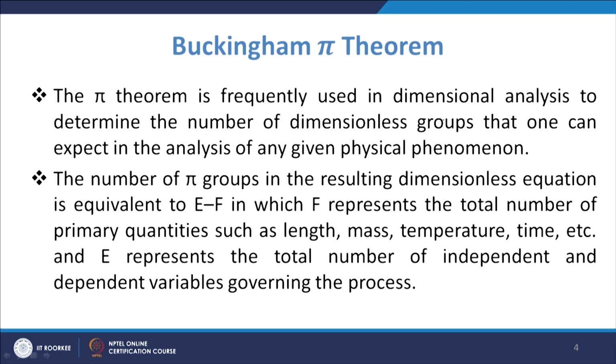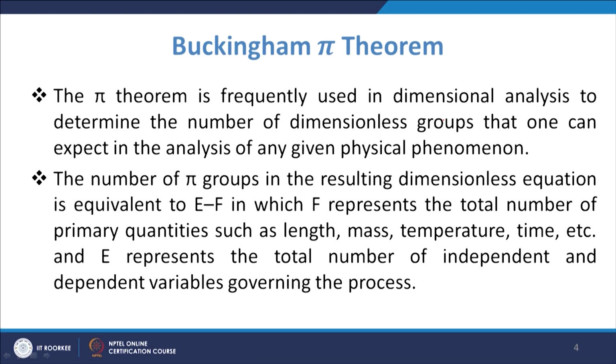So, f represents the total number of primary quantities which is required for expressing, and then the E value represents the total number of independent and dependent variables which govern the process. So, E minus f will be telling you the number of those pi groups, and this way you can have those dimensionless numbers coming into existence. So, that can be found out.